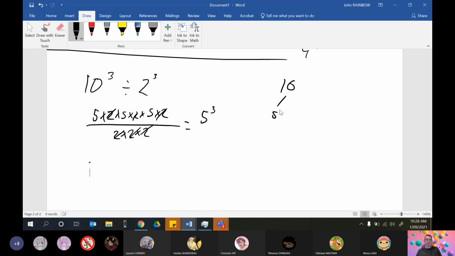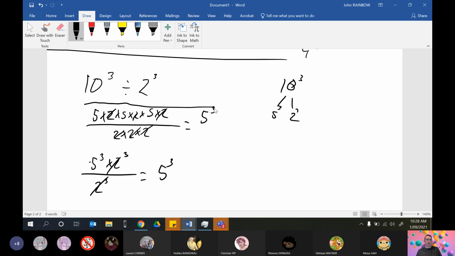So if you think of 10, 10 is 5 and 2. Because it's power of 3, this is going to be power of 3, power of 3. So therefore, I know that is actually 5 to the power of 3 times 2 to the power of 3 on 2 to the power of 3. You can cross cancel that out, which just leaves you with 5 to the power of 3. A lot easier to write like this. If you can write like that, that's really good.